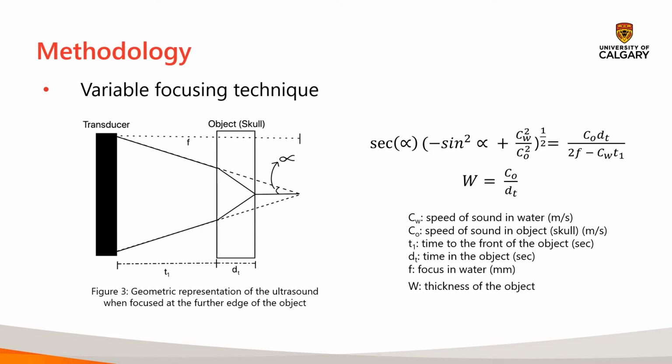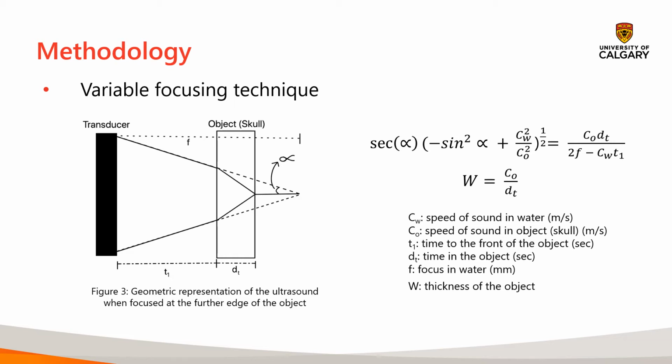Here we present a method for estimating the acoustic properties of a layered material by imaging the material with ultrasound. We use a variable focusing technique to locate the further edge of the material from the transducer by electronically moving the focus through the material. The ultrasound echo from the further edge of the skull is at its maximum when ultrasound is focused at the furthest edge of the material.